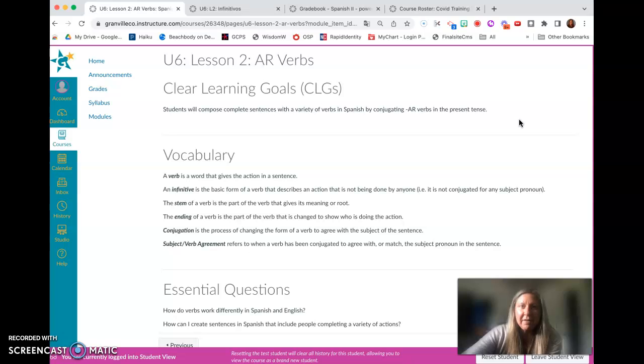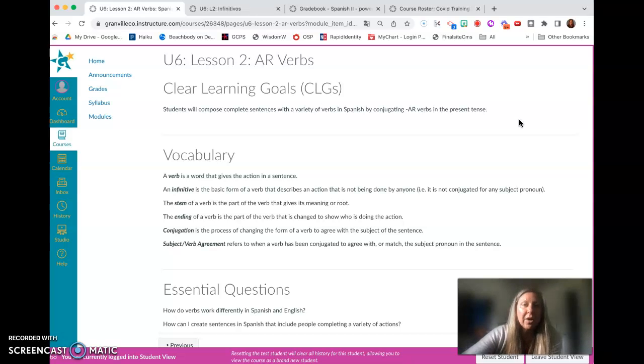So an infinitive in Spanish is what we call the most basic form of a verb that describes an action. So it is not being done by anybody, or it is not being received by anyone. So it is what we're going to call an unconjugated verb. So an infinitive always has the word "to" in front of it. So to walk, to talk, to listen, to write, to text.